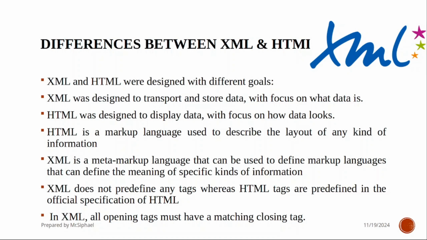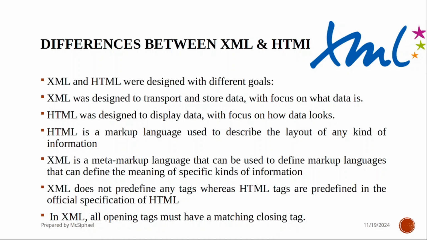XML is a meta markup language. Like I said, it is a meta language, a language that's used to define other languages. XML does not have predefined tags, whereas HTML tags are predefined. You can see them in the documentation for HTML. All tags are predefined. If you want to display a table, you have to use the table tags. If you want a header or a footer, there are predefined tags for all those tasks.